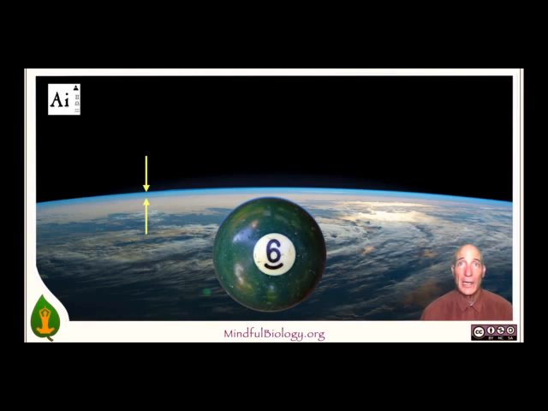In the movie An Inconvenient Truth, former Vice President Al Gore pointed out that if we shrunk the Earth down to the size of a billiard ball, the atmosphere would be about the thickness of the varnish on the surface of that ball. So very thin.